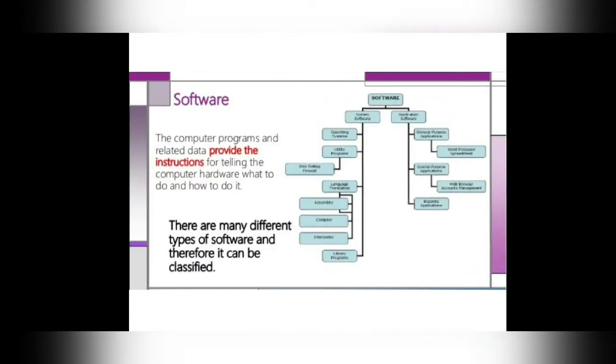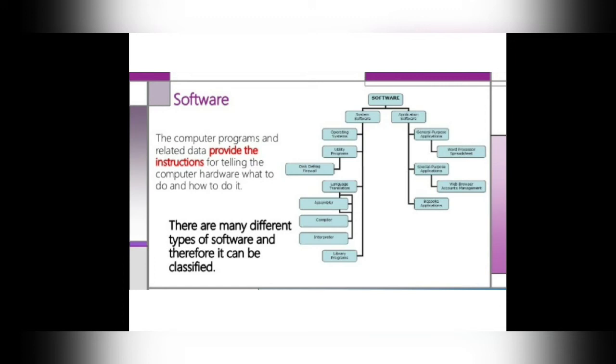Now let's go to the software. Computer programs and related data provide the instructions telling the computer hardware what to do and how to do it. Without software we can't operate anything on the computer. So software tells the hardware what to do. If there is a printer, then software will tell it to print this picture, print this document. So software guides the hardware. There are many different types of software, and it can be classified mainly into two categories: system software and application software.